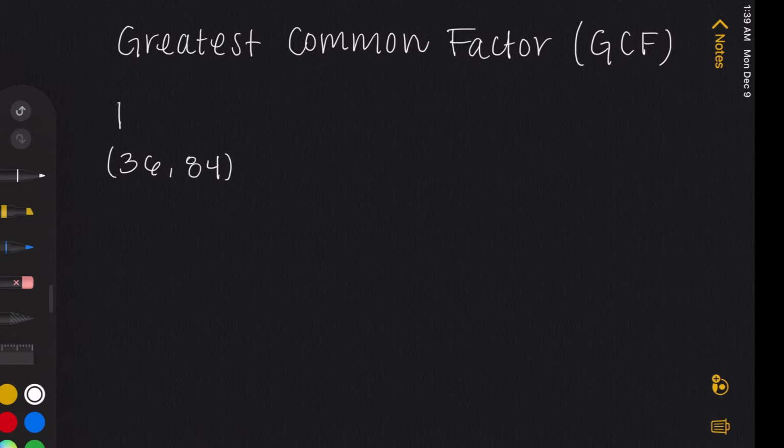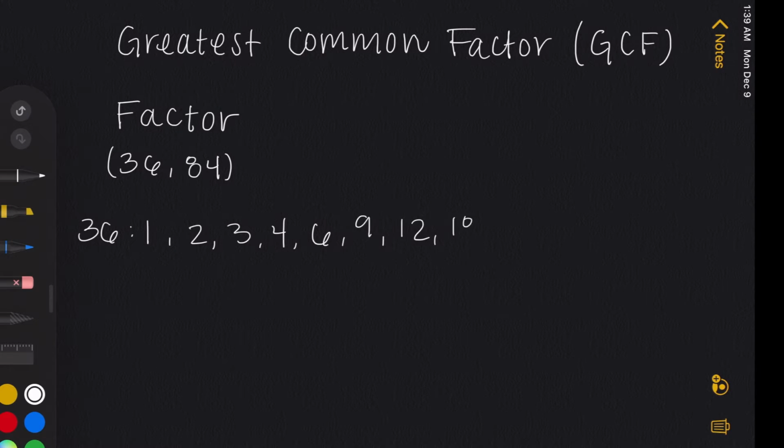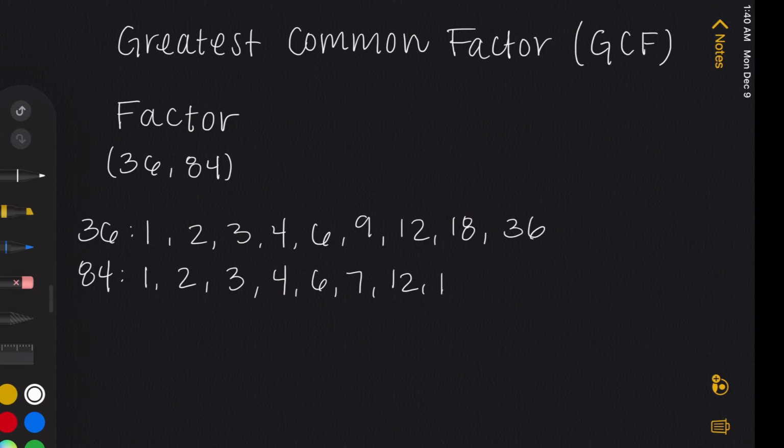The last method to find the greatest common factor would be to use the factor method. Here we would write all the factors of 36 and all the factors of 84. After writing out all the factors, we would then see which one is the common and is the greatest, and we have 12. The answer again would be 12 for the GCF.